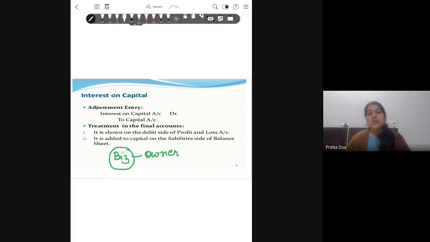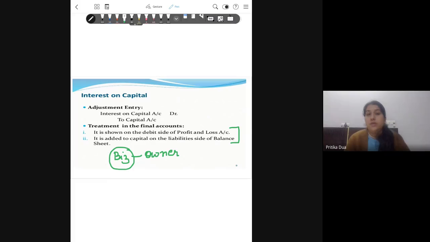अगर एक फर्म इंटरेस्ट ऑन कैपिटल दे रही है, मतलब जो पैसा ओनर ने कंट्रीब्यूट करा है बिजनेस पे, उस पर बिजनेस उसको इंटरेस्ट पे करती है. 2%, 3% एवरी ईयर इंटरेस्ट पे करता है बिजनेस टू द ओनर. देन दैट इज एन एक्सपेंस फॉर द बिजनेस. So it is shown on the debit side of the P&L account, because this payment is made from the business to the owner, and it is added to the capital on the liability side of the balance sheet.